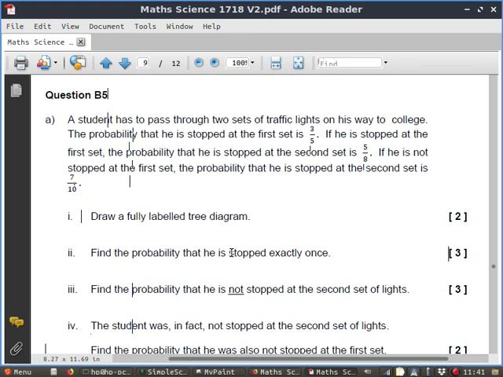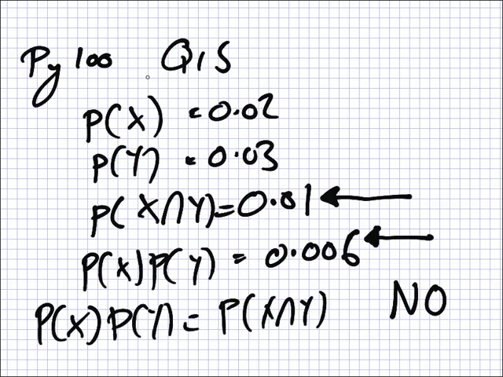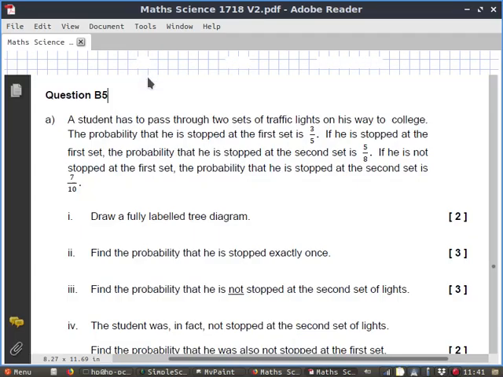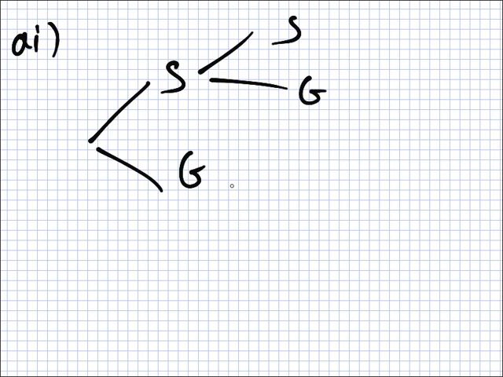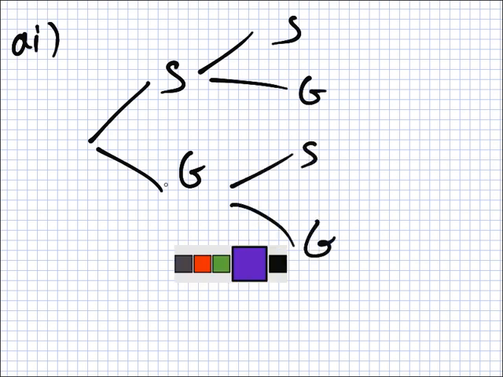A student has to pass through 2 sets of traffic lights on his way to college. So the choices are basically, well, let's see, what are we at here? Part A, part 1, okay. So you can either stop, go, stop, go, stop, go.